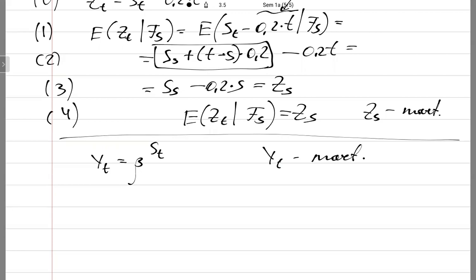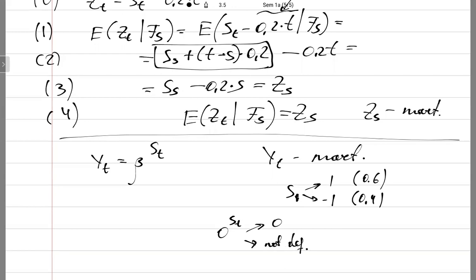Which one is obvious? Maybe beta 0, no? 0 will not be defined, because S can be negative. Even S_1 can take value 1 with probability 0.6, and -1 with probability 0.4. So if you consider 0 to the power S_t, then it will be either 0 or not defined, because you cannot invert 0. So you are going in the right direction, but not 0.